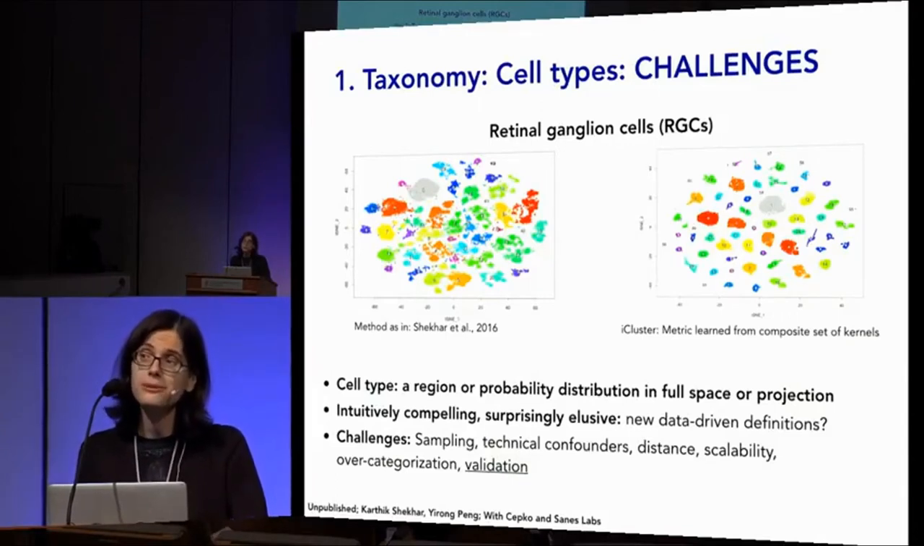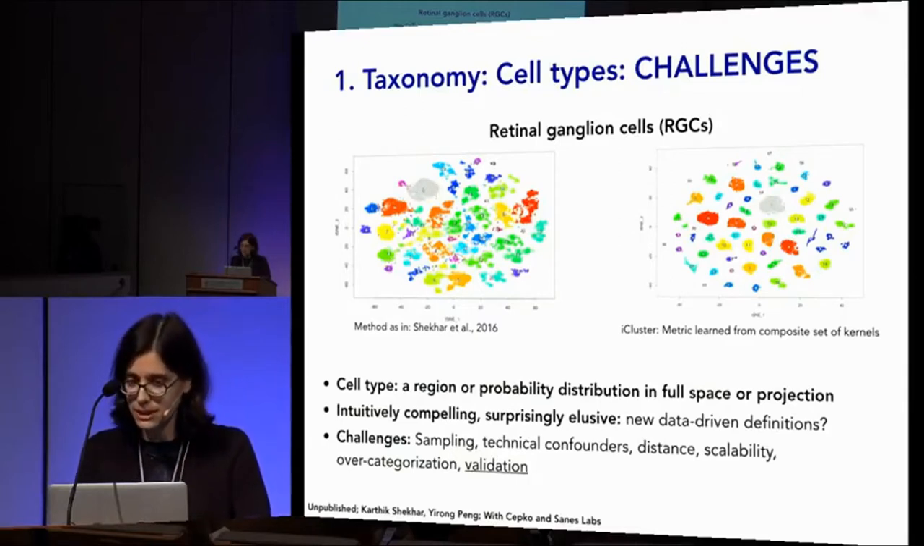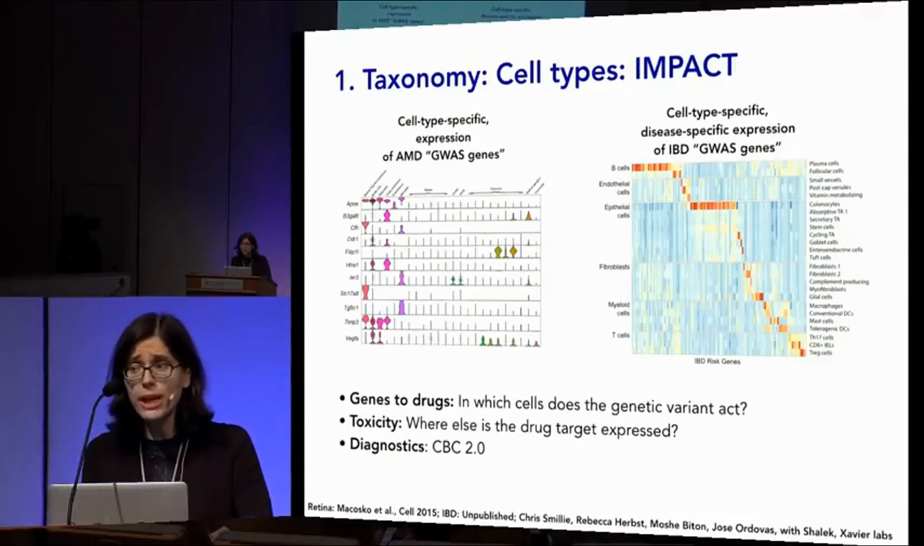And to know that we categorize correctly, we need to make our definitions coherent with those of other classifications and taxonomies, and to have a notion of what it means to actually discover a cell type and validate it. Now, the payoff of doing cell types correctly is going to be enormous.